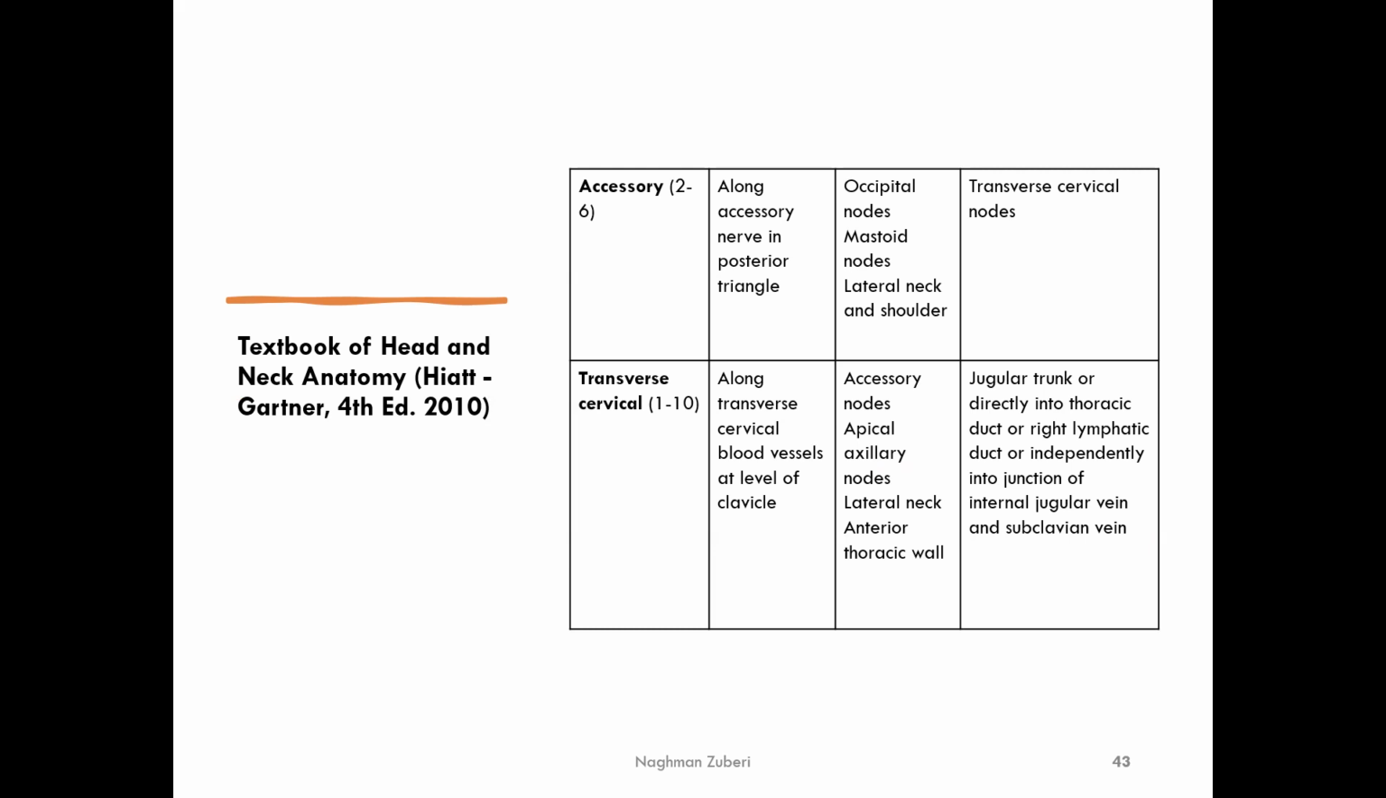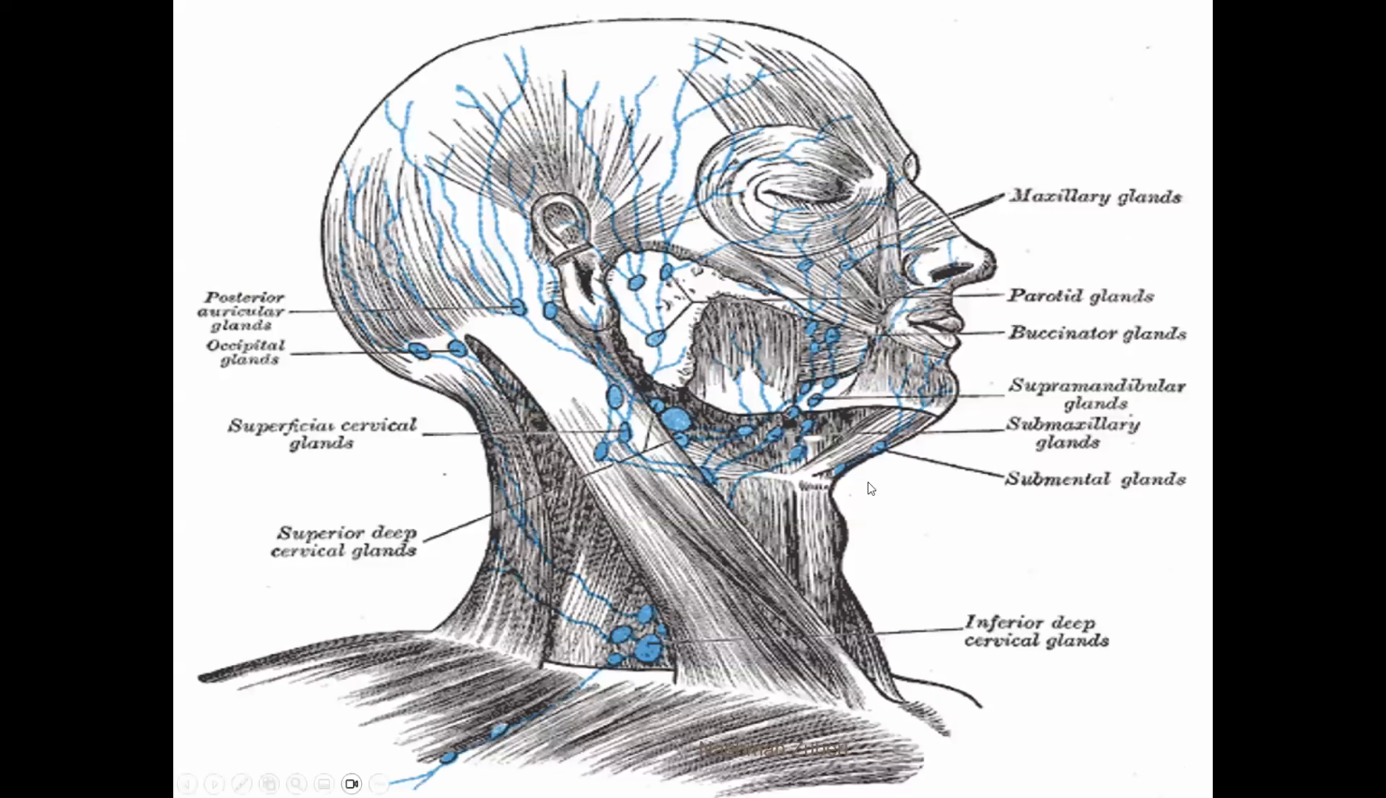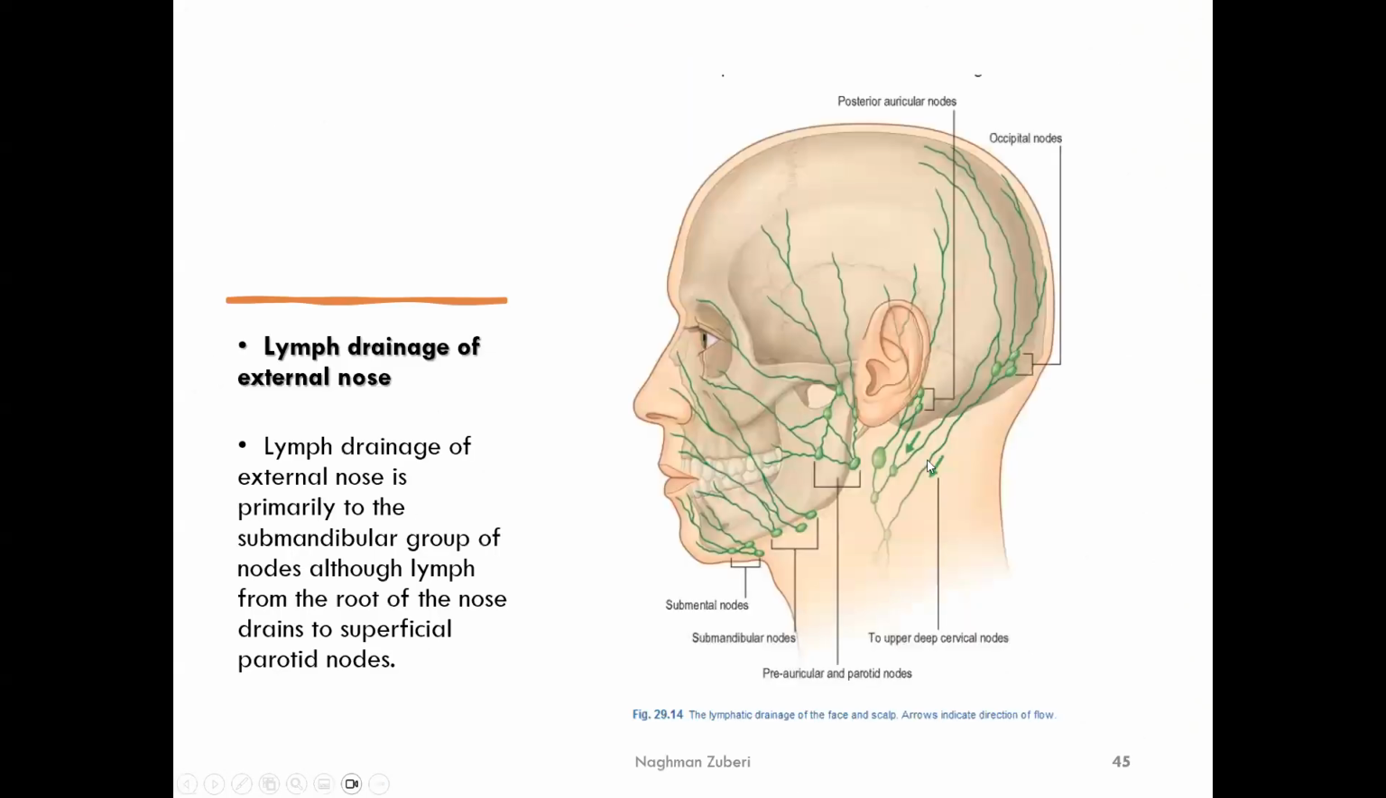Then comes transverse cervical lymph nodes. They are 1 to 10 in number, and they are situated along transverse cervical blood vessels at the level of the clavicle. They are draining accessory nodes, apical axillary nodes, lateral neck, and anterior thoracic wall. They are being drained into the jugular trunk or directly into the thoracic duct or right lymphatic duct or independently into the junction of internal jugular vein and subclavian vein. So here we can see the whole network of these lymph nodes and the lymphatic vessels which are present in the head and neck region.